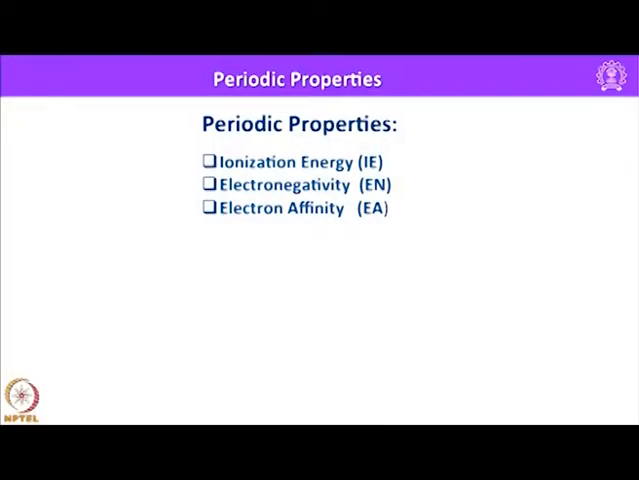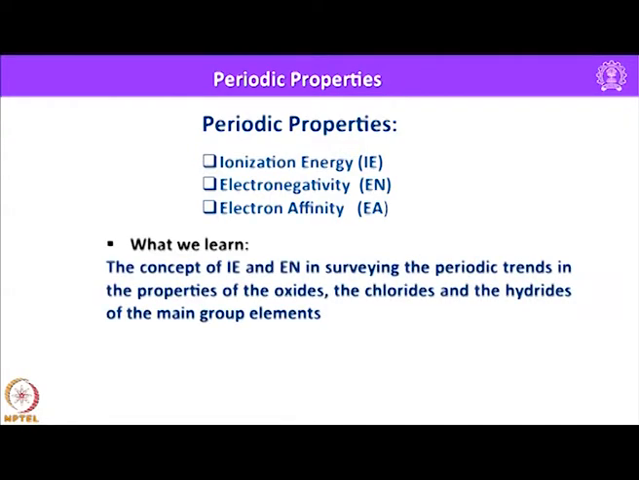And let us look now into the periodic properties. When we talk about periodic properties, three terms come to our mind: ionization energy, also known as ionization enthalpy, electronegativity, and electron affinity or electron attachment enthalpy. So, what will we learn by knowing these terms? The concepts of ionization energy and electronegativity will be very helpful when we look into the properties of main group element compounds.